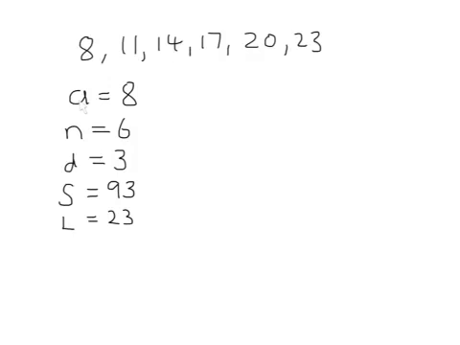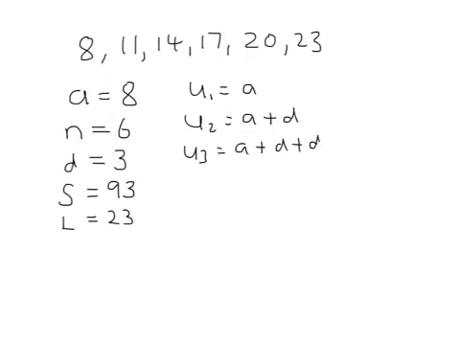So just to recap, a is the first term, n is the number of terms, d is the difference, the number by which it's going up each time, s is the sum, the total of all the numbers, and l is the last term. Notice that the first term is a, the second term is a plus d, 8 plus 3 is 11, the third term is a plus d plus another d, 8 plus 3 plus 3, that's 14, and so on.